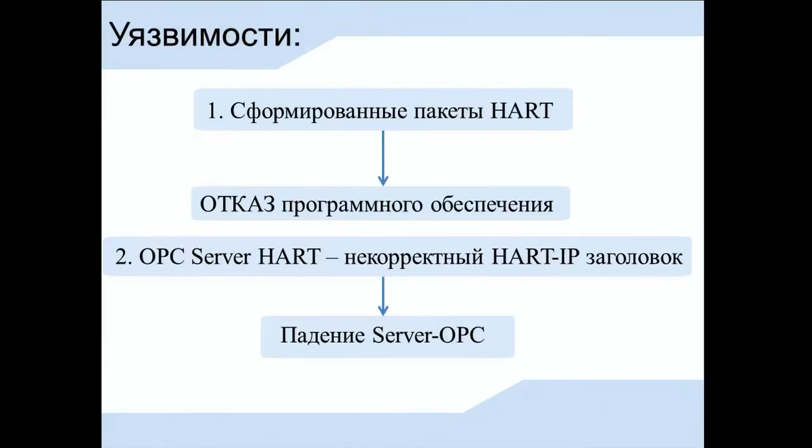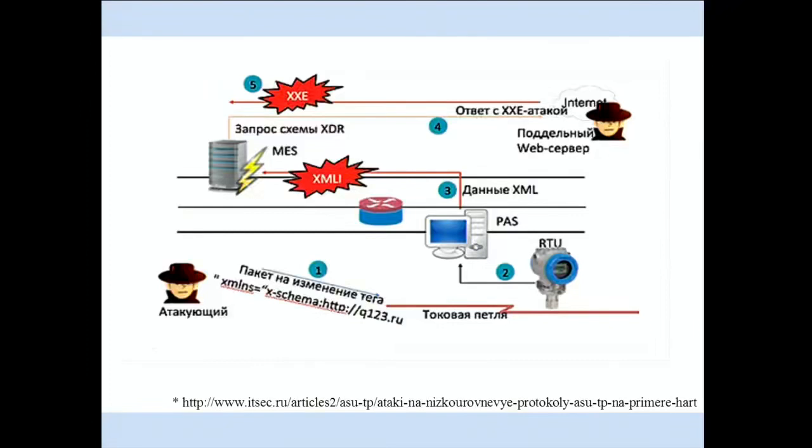Such as the software vulnerability, can cause the failure of the software with this specific HART protocol. And also there was a vulnerability of the server with HART. So if there's the wrong IP header, the HART OPC server could fail. The other vulnerability is that, for example, the hacker with low impedance could retune the sensor or replace the sensor.